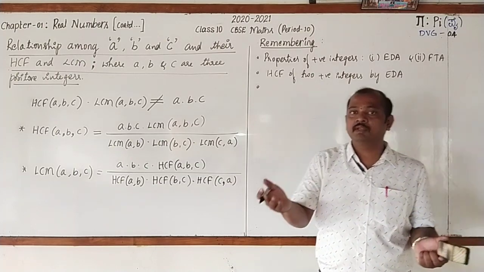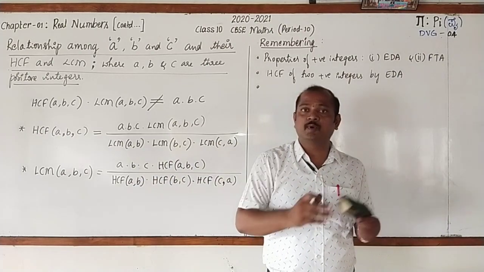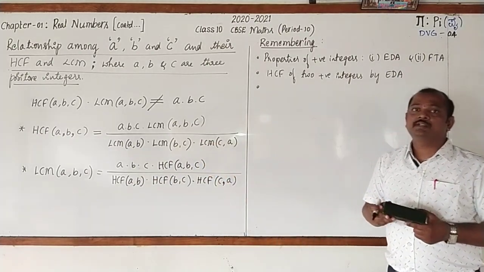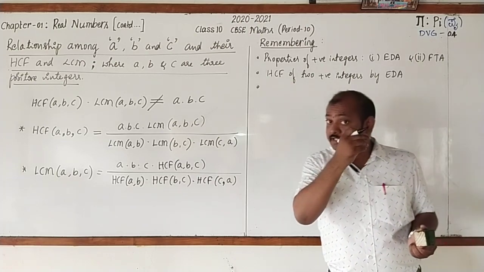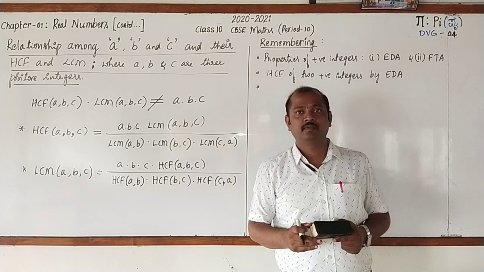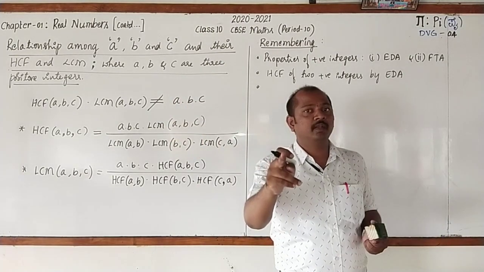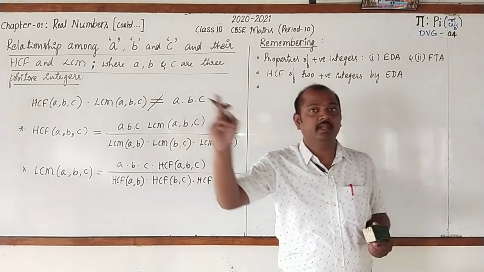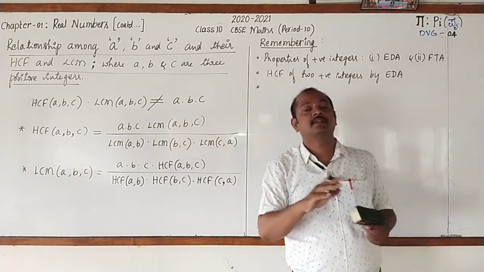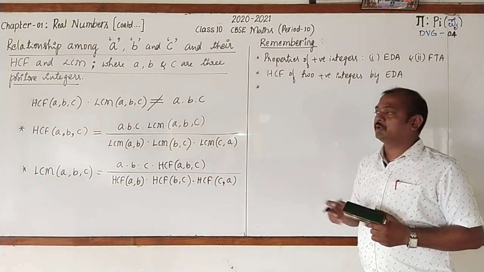Next, we have come across expressing some numbers in a particular form. If it is even, it is of the form 2q. Odd, 2q plus 1. In the same way, any positive odd integer can also be expressed as 6q plus 1, 6q plus 3, 6q plus 5. They may ask even 4q plus 1, 4q plus 3, or 8q plus 1, 8q plus 3, 8q plus 5, 8q plus 7 in this way. You have to remember that one.